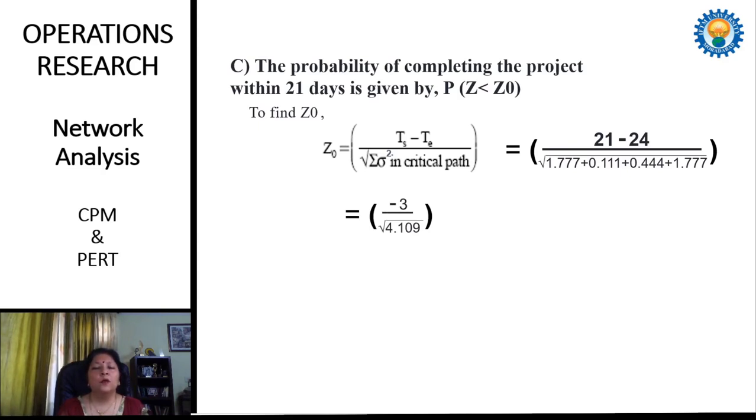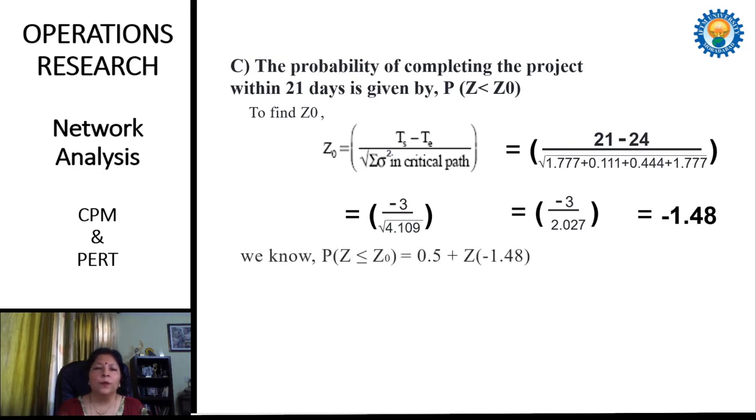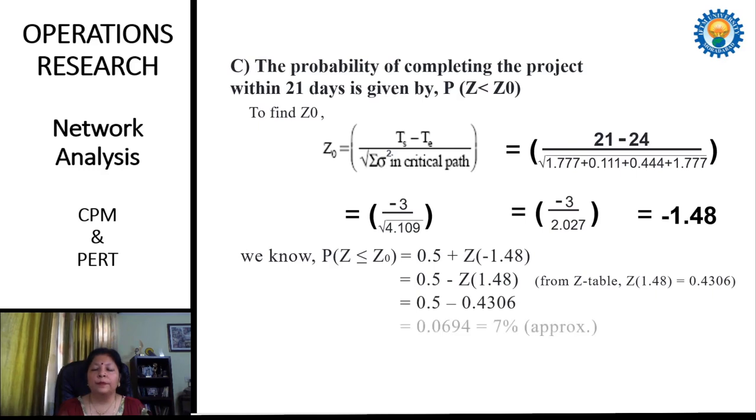So 21 minus 24 is minus 3, and the sum of these four values is 4.109. We find the square root of this, which is 2.027. Minus 3 divided by 2.027 becomes minus 1.48. Through this we find the probability. Here there is a problem: what is the value of z when z is minus 1.48? With the help of the z table, this value is 0.4306.